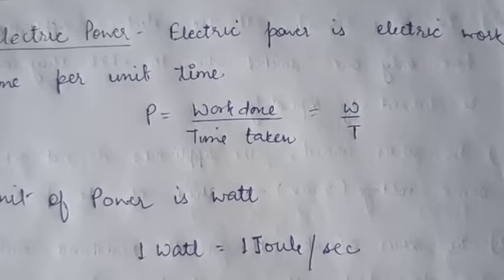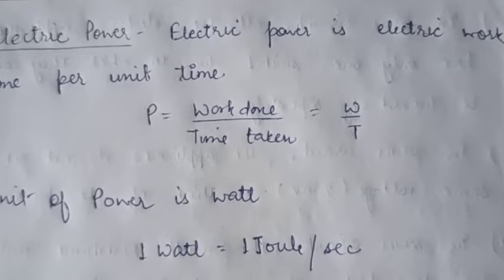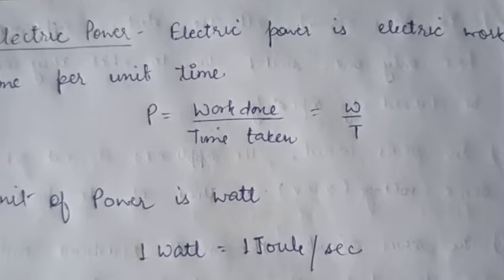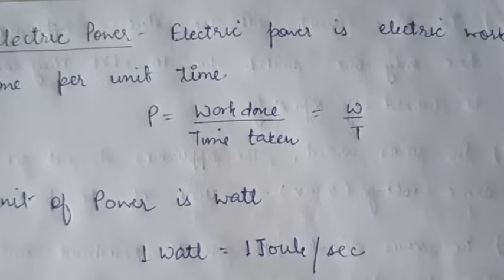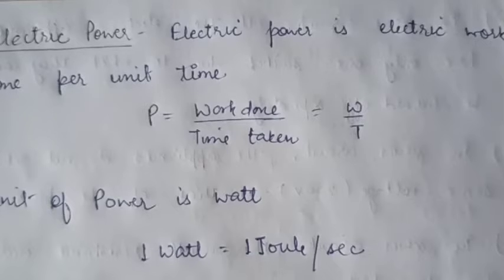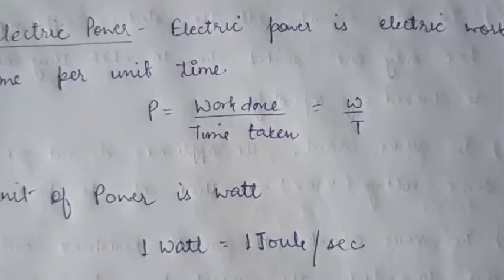Watt is nothing but joule per second. The other unit may be kilowatt, that is 1000 watt. So basically what we mean is, if anything is rated as 100 watt, that means it is using 100 joule per second. It is consuming 100 joule energy per second.